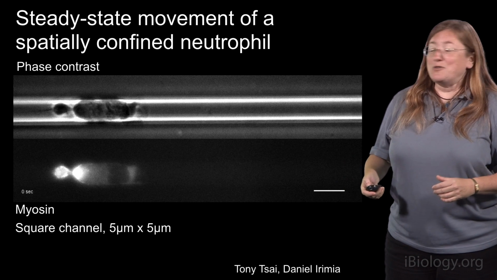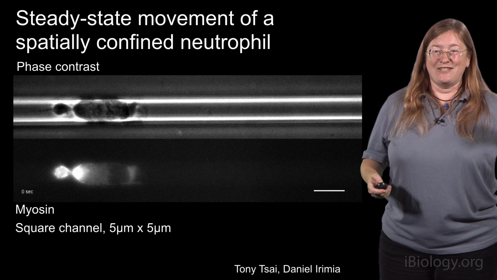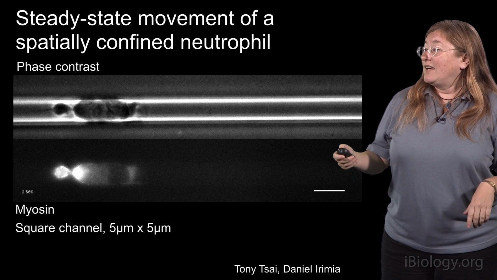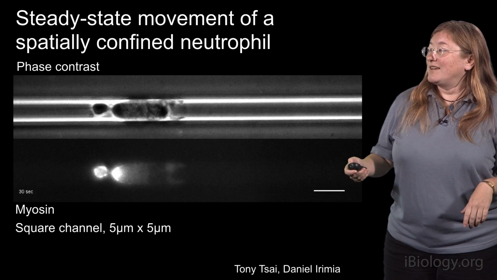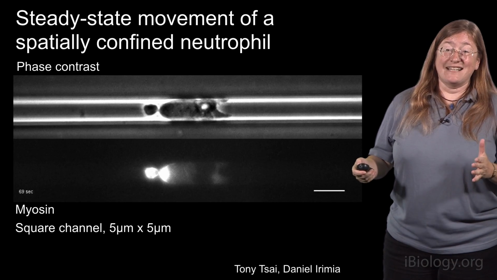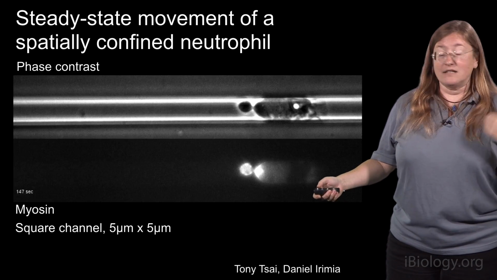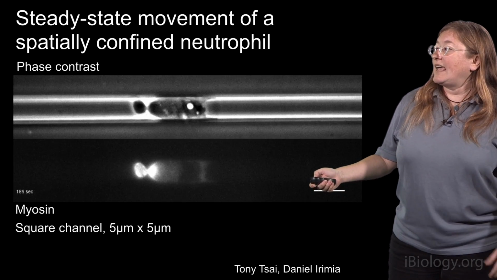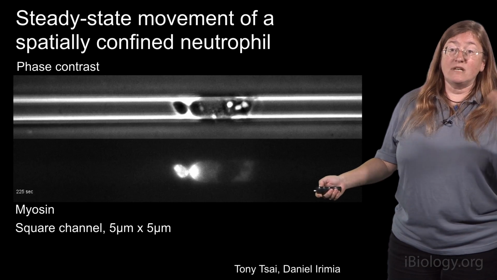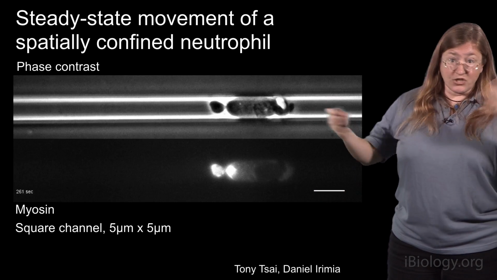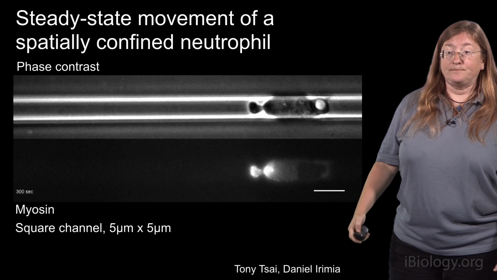Well, it turns out when you take a neutrophil and you confine it to a very narrow channel and then watch it move over time, these guys now are moving at steady state. The speed is absolutely constant. The distribution of myosin is constant, is always found at the rear. And they'll continue to move like this for many tens of minutes without any obvious changes in terms of their overall shape or overall behavior.